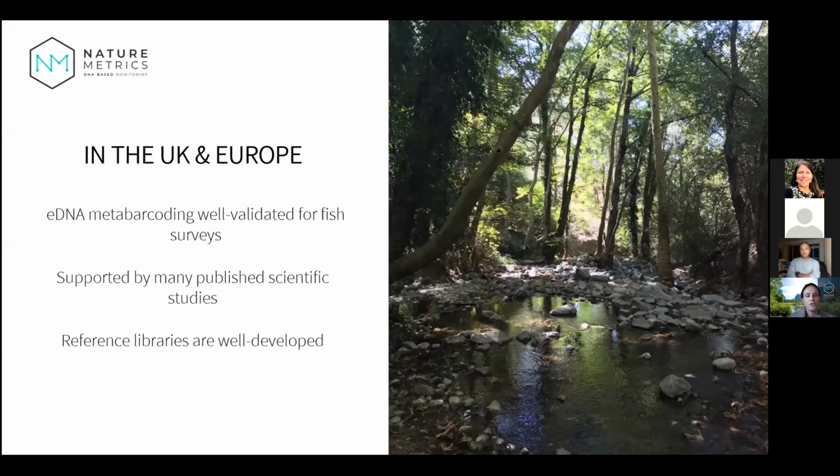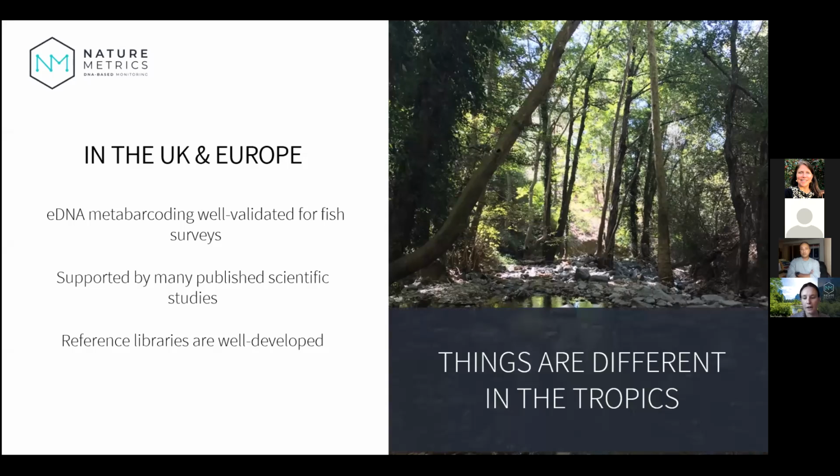So in the UK and Europe, we're now in a situation where eDNA metabarcoding is very, very well validated for fish surveys. It's starting to be taken up for regular routine monitoring by governments here. And it's supported by a lot of published literature, and we can identify all of the species with high confidence because we don't have very many species, and we know a lot about them. They're all in the reference databases. Of course, things are very different when we go into tropical environments.